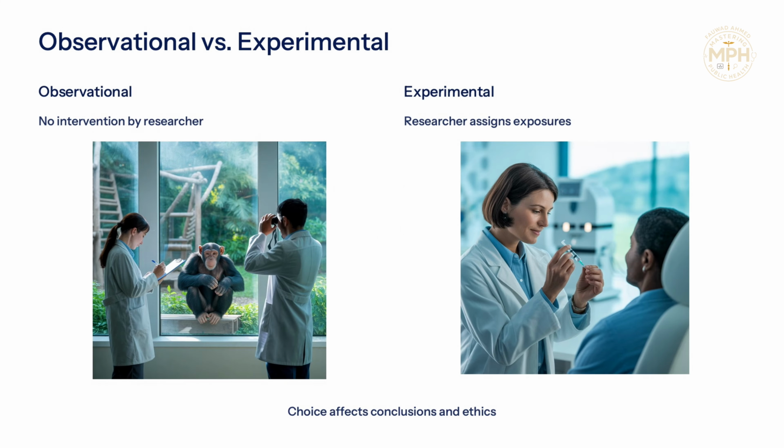Second is observational study designs. Study designs fall into two major categories, observational and experimental. In observational studies, researchers observe what happens naturally without interference. They collect data on exposures and outcomes without assigning treatments. In experimental studies, like randomized controlled trials, the researcher actively assigns exposures or treatments. This allows us to test cause and effect relationships. Experimental designs often provide stronger evidence for causation, but may be limited by cost, ethics, or feasibility. Understanding this distinction helps us evaluate how reliable a study's findings may be.